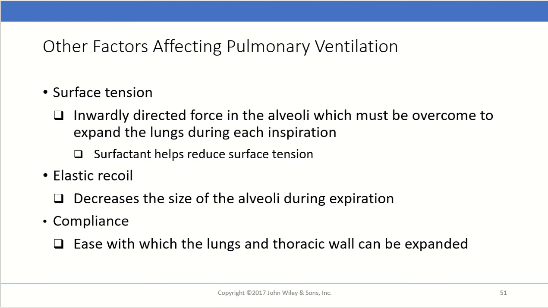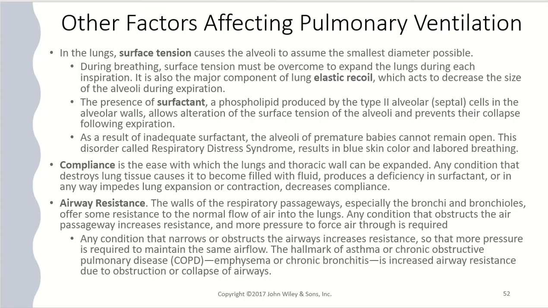This compliance is the ease with which the lungs and the thoracic cavity, the thoracic wall, are able to expand. We have several other factors that impact pulmonary ventilation. So in the lungs, we mentioned the surface tension. This is going to allow for the alveoli to assume the smallest diameter possible. During breathing, surface tension must be overcome in order to expand the lungs during each inspiration.